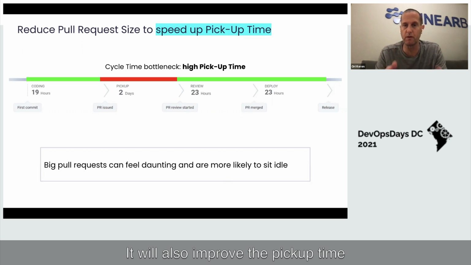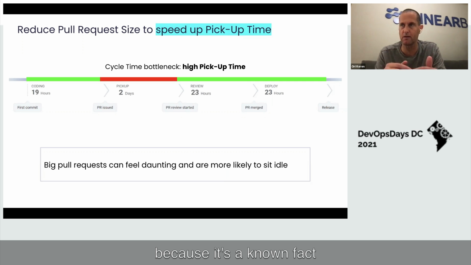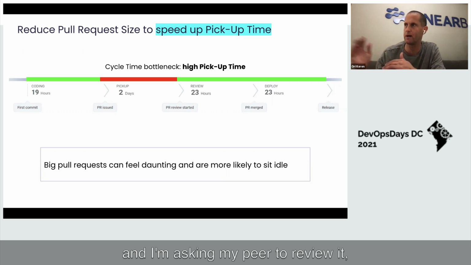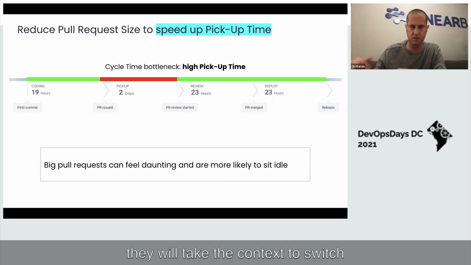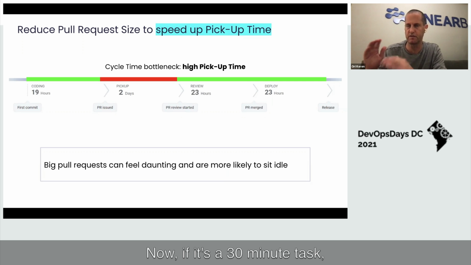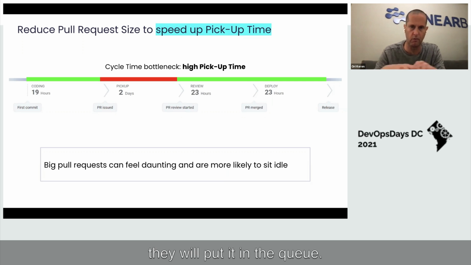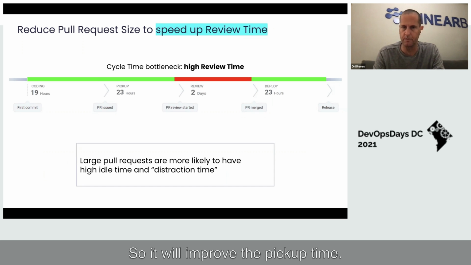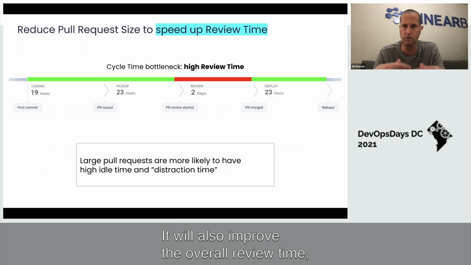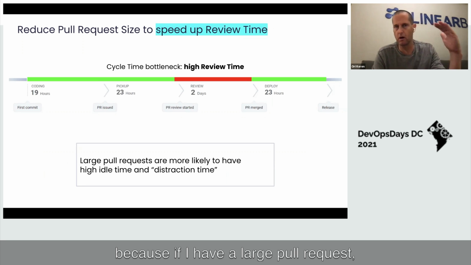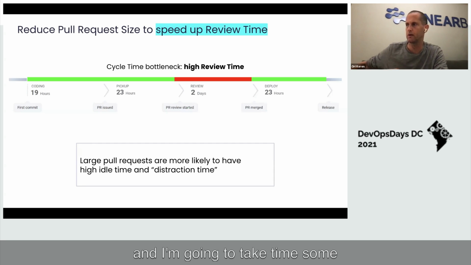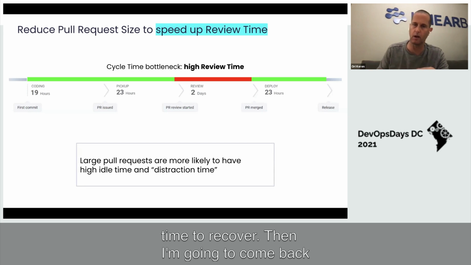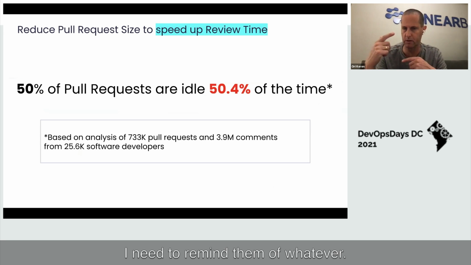It will also improve the pickup time, because it's a known fact that if I have a small pull request and I'm asking my peer to review, if it's a 5-minute task, they will take the context switch and do it now. If it's a 30-minute task, they will put it in the queue. It will also improve the overall review time, because if I have a large pull request, I have a lot of distraction time, meaning I'm going to read the code, then take some time to recover, then come back and say, wait, I need to remind myself what I've read.